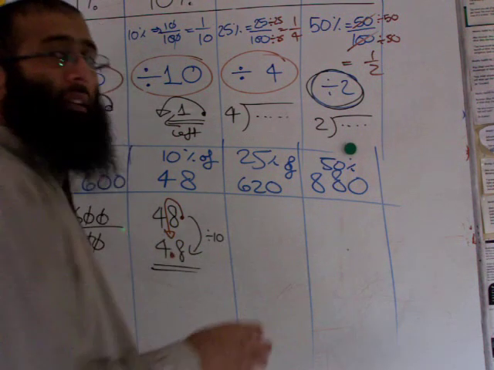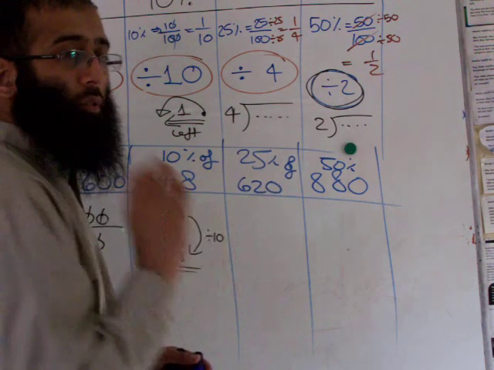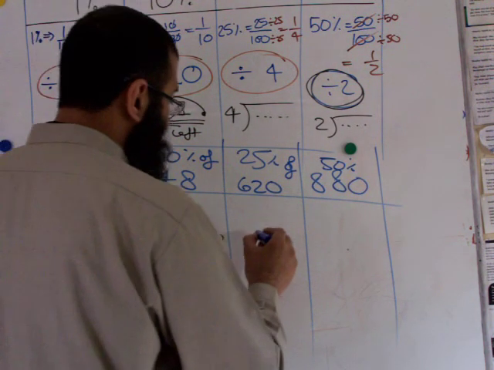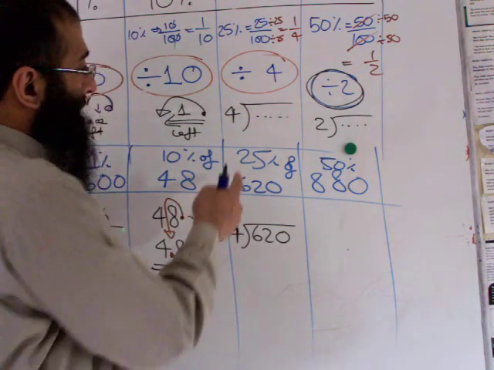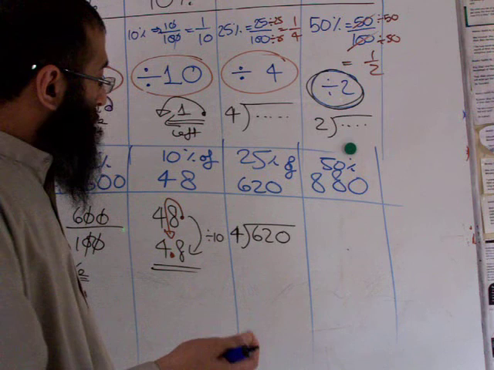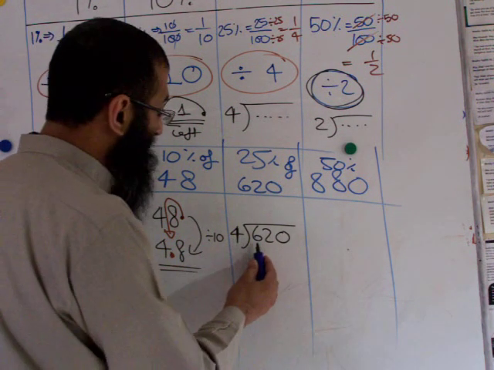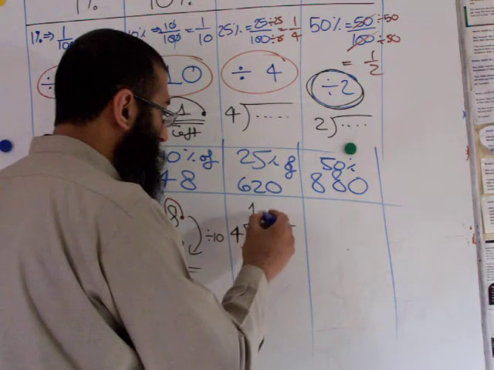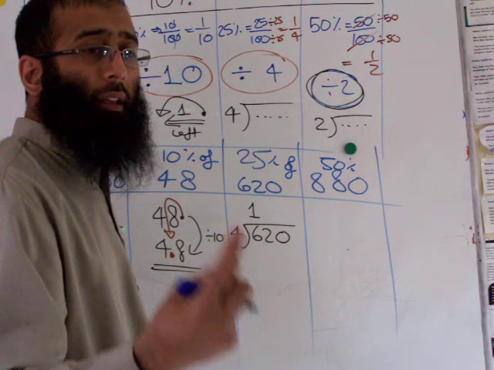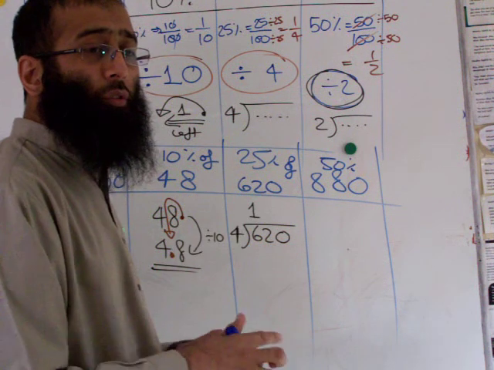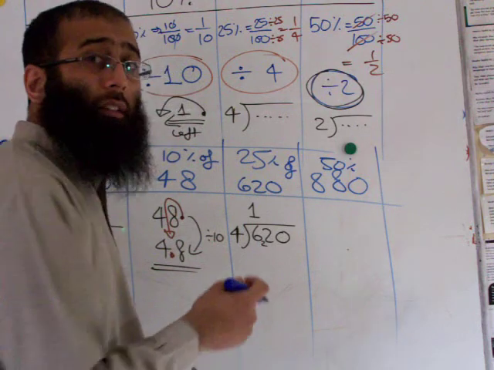Okay, 25% of 620. We're going to grab the bull by the horns and just go straight for the divide by 4 technique. So 620 divided by 4, because 25% is a quarter. To work out a quarter of something, we divide by 4. How many groups of 4 can I make from 6? So you have 6 friends, you put them into groups of 4. How many groups will you make? 1, and how many students will you have left over? 2. Put the 2 with the next number.